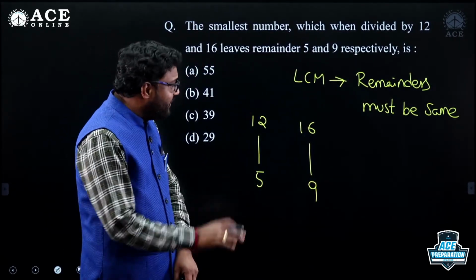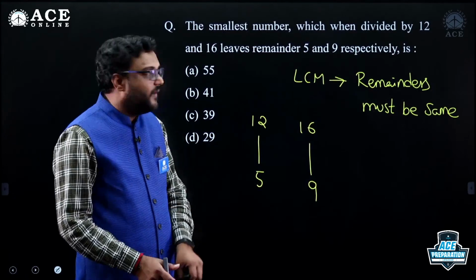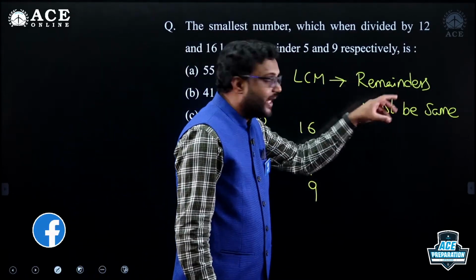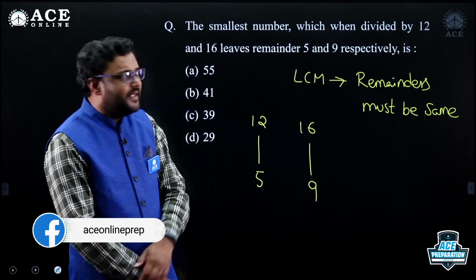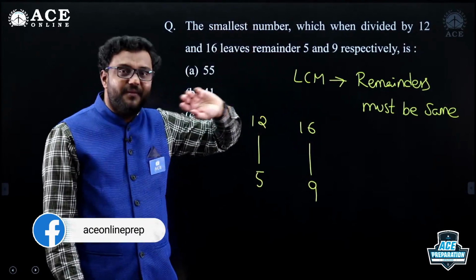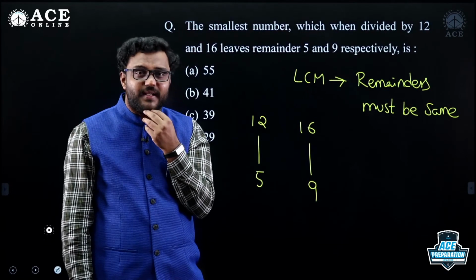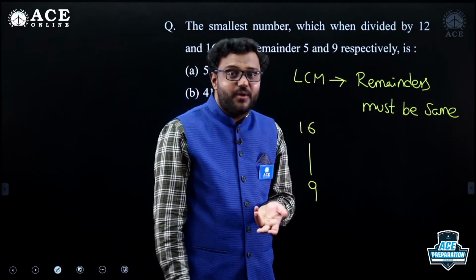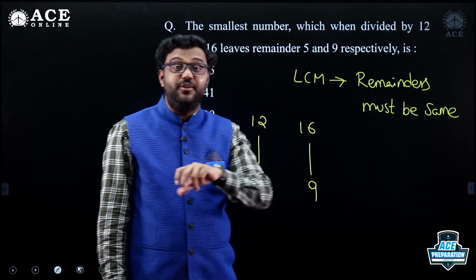Okay. Here remainders are not the same, but without the remainders being the same, we cannot apply LCM directly. This is making sense: the least number divided by a group of numbers means we should apply LCM, sir. But the remainders are not the same. What should we do? We should use negative remainders.